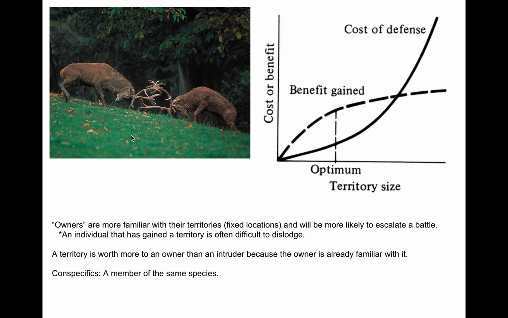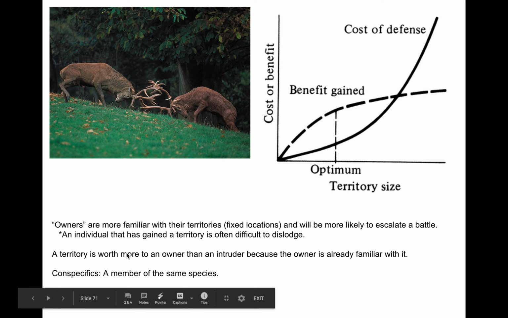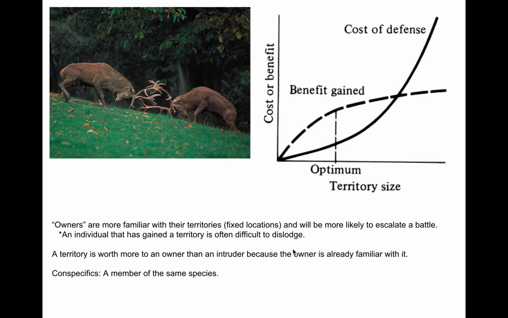So owners are going to be more familiar with the territories, and territories are fixed locations, so they will be more likely to escalate the battle. An individual that has gained a territory is often difficult to dislodge. Once they've gained the territory, it's typically much harder to dislodge them. A territory is definitely worth more to the owner than the intruder because the owner is already familiar with it. The owner has already put work and energy into becoming familiar, doing things with resources, like making shelters or making some kind of display for females.